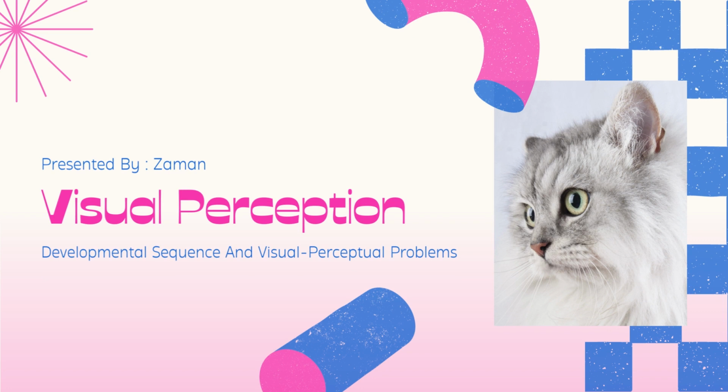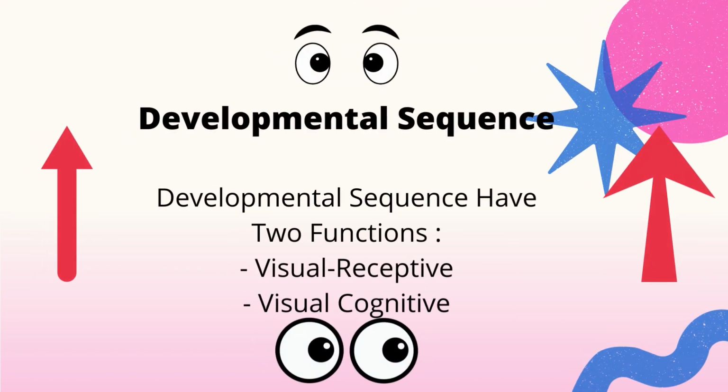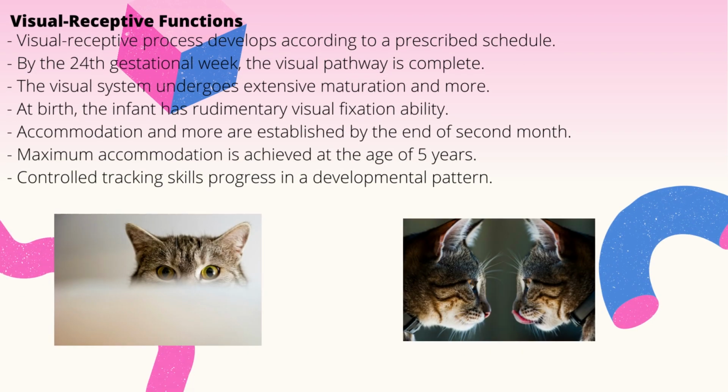Today I would like to present about visual perception, which is developmental sequence and visual perception problems. Now, let me start with developmental sequence. Developmental sequence has two functions, which are visual receptive and visual cognitive. Now let me start with visual receptive functions.